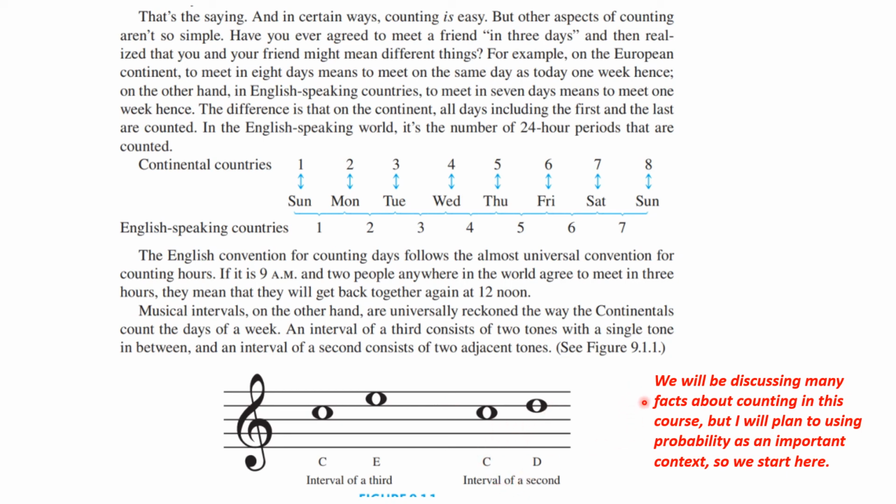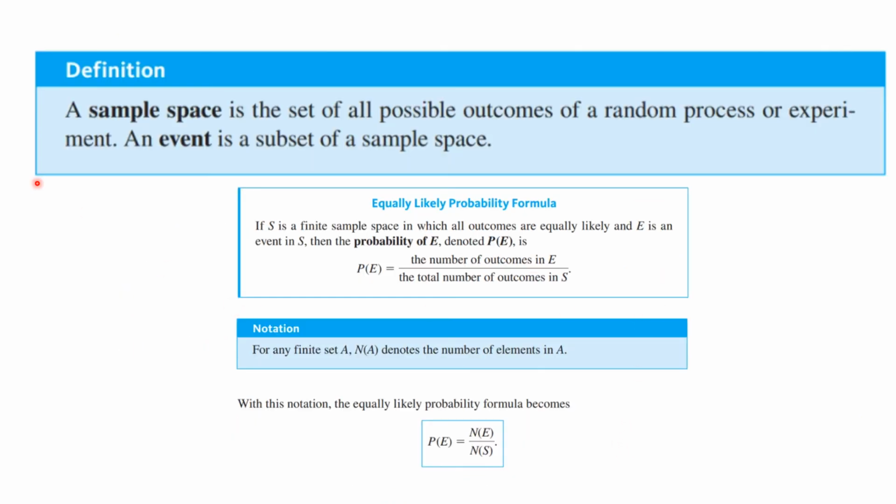Now, we will be discussing many facts about counting in this course, but I'll plan on using probability as an important context along the way, and so we're going to start there. With a definition. A sample space is the set of all possible outcomes of a random process or experiment. An event is a subset of a sample space. This will become clear later, but that is our definition.